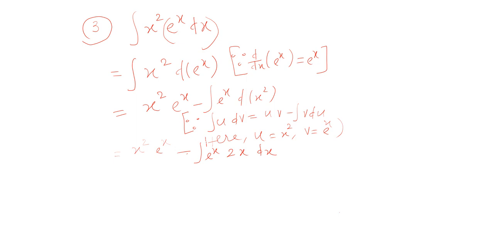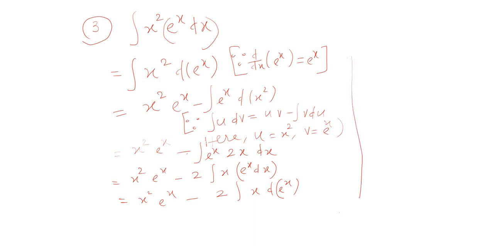Therefore, this will be equal to x square e power x minus, take this 2 out, and x into e power x dx. I am grouping e power x dx together. This can anyway be written as x square e power x minus twice the integral x d of e power x. The reason is already written earlier. D of e power x is e power x dx anyway, you know very well.